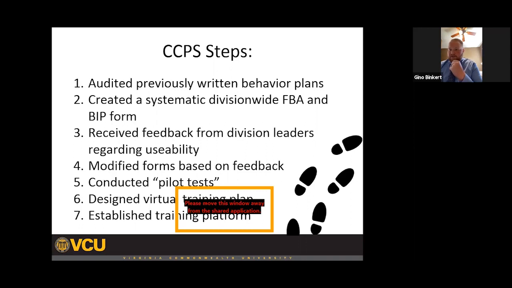During our process, we collected about 11 FBA and BIP plans, a small number for our district, but this is how we got the data through our auditing process. We found that most of the plans had the 4 main functions: attention, escape or avoidance, access to tangibles, and automatic or sensory. But we also found some plans with a couple of outlier functions. You might be thinking, wait a minute, there are only 4 functions. I'm telling you, we had some plans with a function called power or a function called control. Again, not recognized in terms of behavior science.